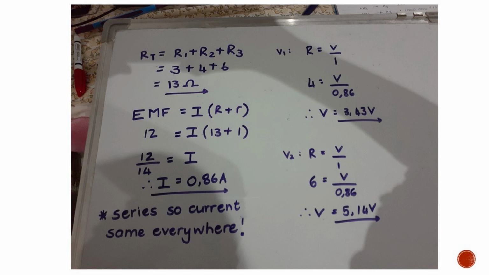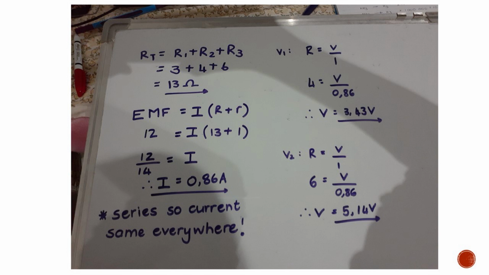Now to work out the two little voltmeters. So if we are looking at a voltmeter or a specific resistor, it's almost like make a big circle around it on your picture so that you know you are dealing just with it. So voltmeter 1, we are just dealing with the 4 ohm resistor. So we'd say R is V over I, 4 is V over 0.86 because the current is the same everywhere. And we get that the voltmeter reading V1 is 3.43 volts.